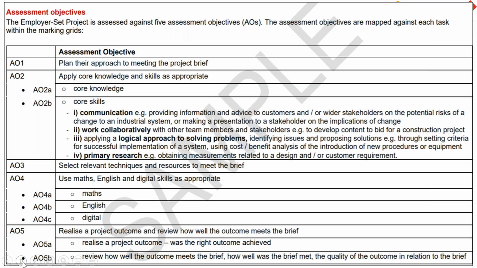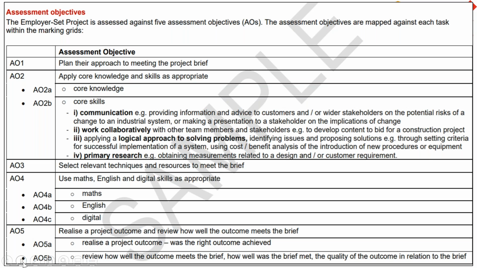Now, these are how the assessment objectives have been broken down. If you look at each of the tasks that I'm going to be looking into, I'll break down this amount of detail so you can support your learners. Quite unusually, you can see that in some of the assessment objectives, there are parts A and B and even C in some cases. So if we look at AO2, you'll see that AO2A is assessing the core knowledge, and AO2B are the skills that we talked about before, which is communication, working collaboratively, problem solving, and primary research.